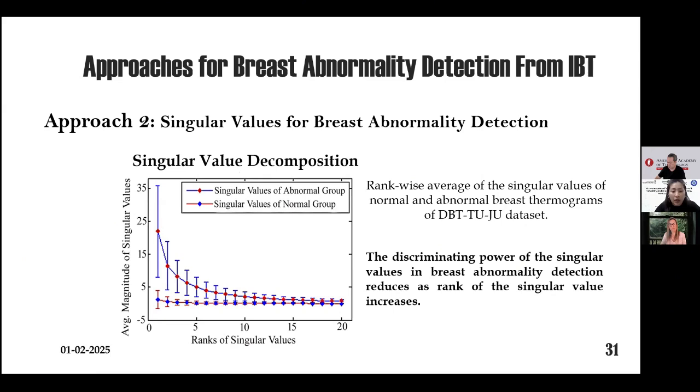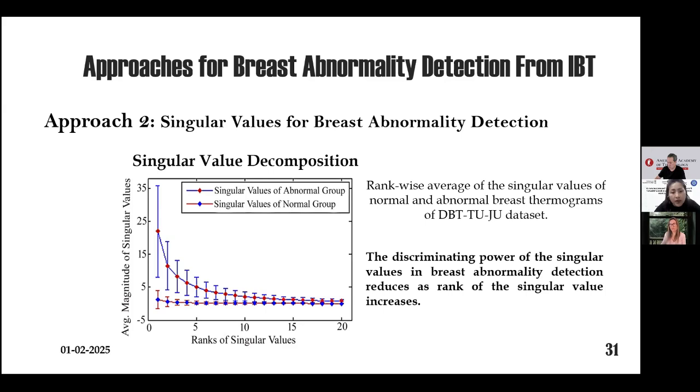So I'm taking only 20 singular values, but we have more than 500 or 1,000 singular values, and those are almost close to 0. So I have considered only 20 singular values for all the thermograms, and we found that the magnitude is very high for the abnormal thermogram compared to the normal thermogram. The next task is to find out how many singular values I need to take. Because here I have taken 20. Should I go with all 20 singular values, or can I take a smaller number?